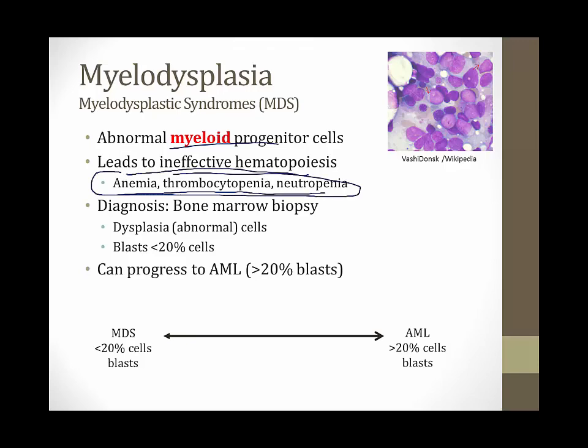A bone marrow biopsy is done and it will show dysplasia or abnormal cells, but importantly, blasts will constitute less than 20% of the cells in the bone marrow biopsy. If you find more than 20% blasts, then you call it an acute myelogenous leukemia. And as you can imagine, this can easily progress to AML if the number of blasts in the bone marrow increases. If the number of blasts become more than 20%, then you would call it AML. So really, there's a spectrum of disease from a myelodysplastic syndrome where there's pancytopenia but less than 20% of blasts in the bone marrow, all the way at the other end of the spectrum to AML, where there are lots of blasts in the peripheral blood and more than 20% of cells in the bone marrow are blasts.